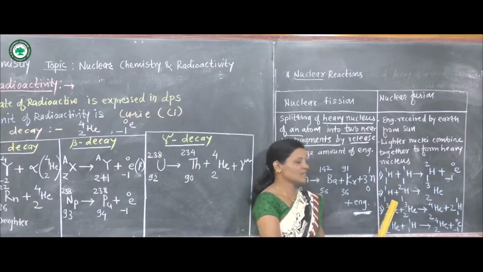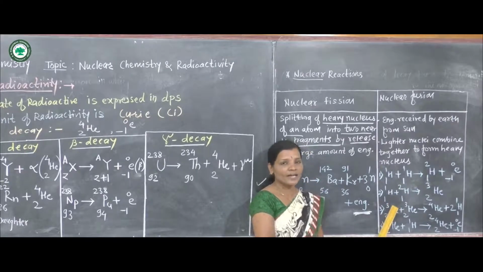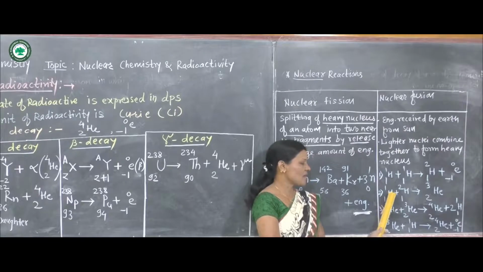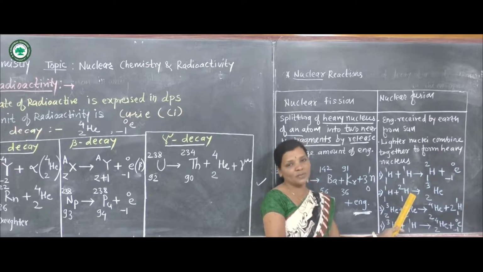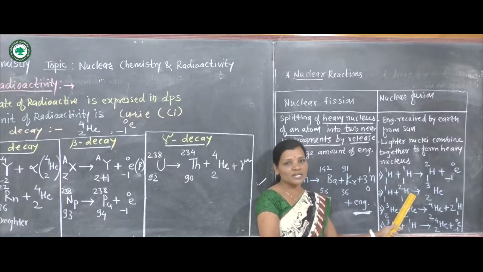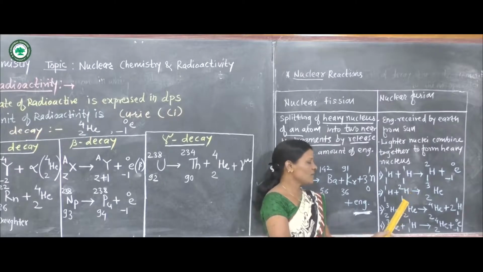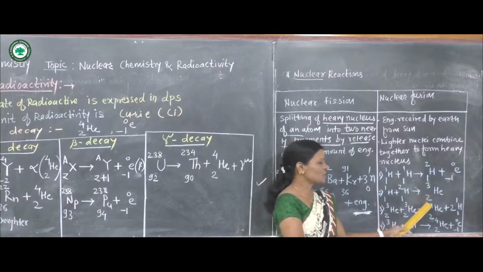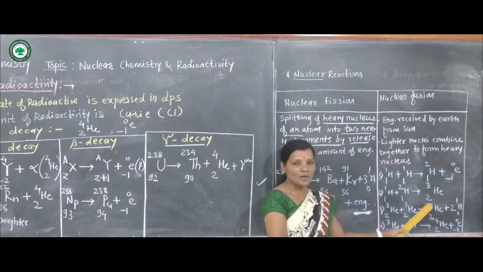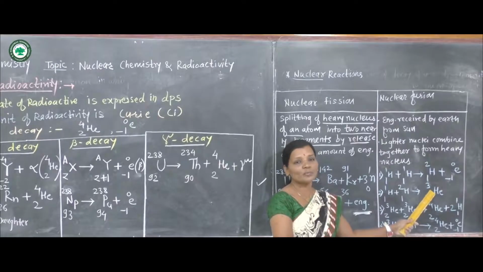Now let us consider the second reaction. Again a hydrogen nucleus having atomic number 1 and mass number 1 combines with an isotope of hydrogen, deuterium, having atomic number 1 and mass number 2, and we get the formation of a helium nucleus with atomic number 2 and mass number 3.